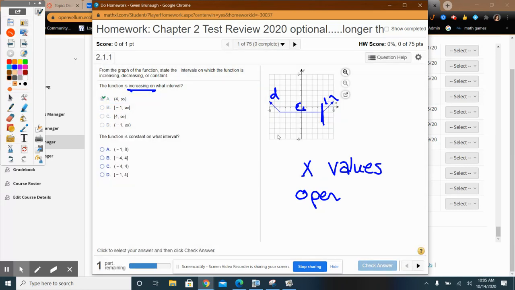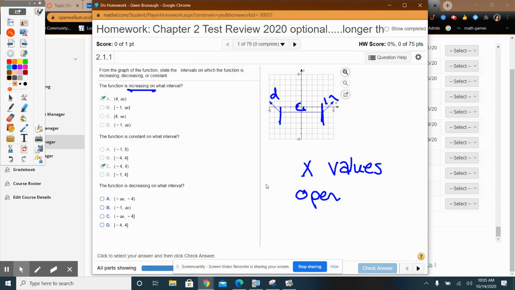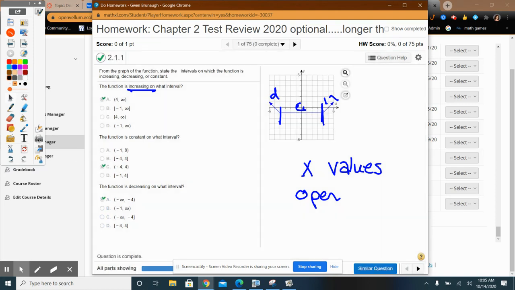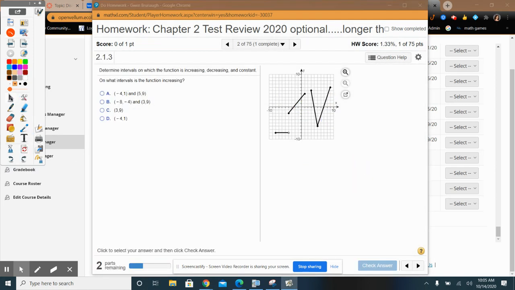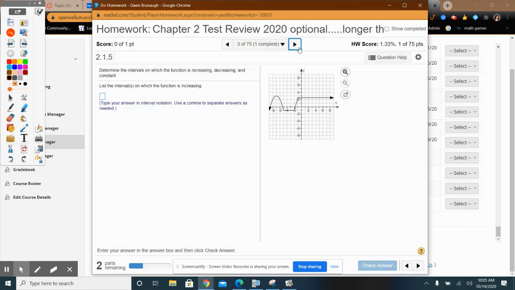They're asking for the constant. The constant is that middle range, which is from here, -4 to 4. Again, always use the open parentheses. And then the decreasing X value starts at the left, negative infinity, stops at -4, open parentheses. So open parentheses on all of those. Okay, so 2 is very similar. I'm not going to do that one.